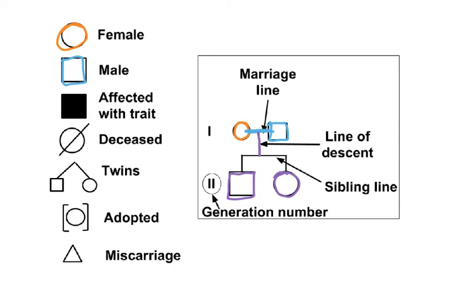So sibling line, line of descent, generation number, this is what you have to understand. So this is a boy, and this is a male, and this is a female. So this is what we have to understand. Female, male, affected with the trait is usually shaded. Deceased means that the person has died. Twins, this would be not identical, they're fraternal twins. So there's a boy and this is a girl. Then adopted is shown like this, and miscarriage, of course. You do not need to know these two. So this is the basic theory behind the pedigree chart.